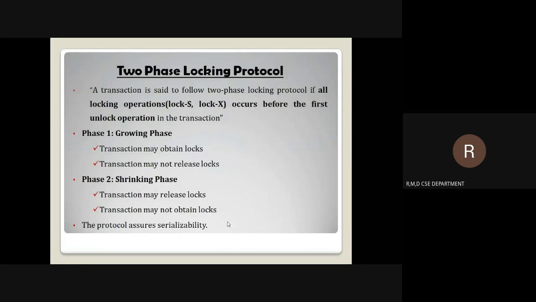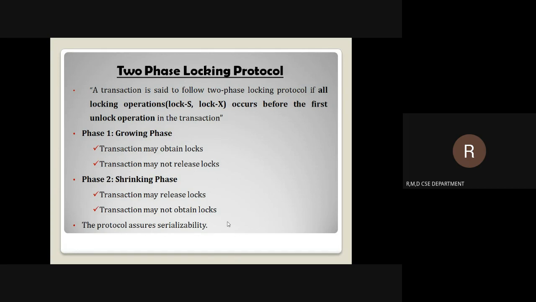The two-phase locking protocol is one of the concurrency control protocols that is used to ensure consistency during the concurrent execution of transactions. A transaction is said to follow the two-phase locking protocol if all the locking operations, including shared mode lock as well as exclusive mode lock, occur before the first unlock operation in the transaction. As the name indicates, the two-phase locking protocol consists of two phases.